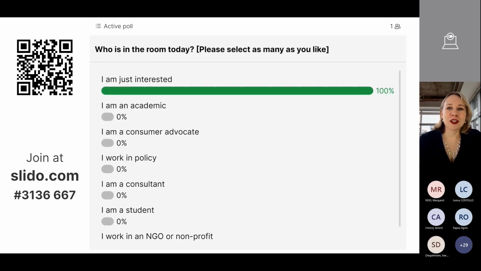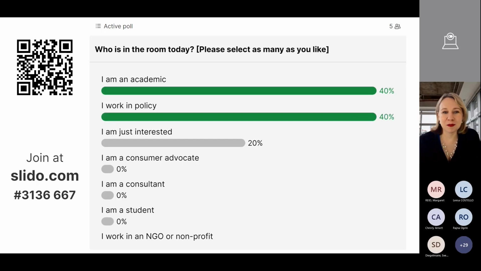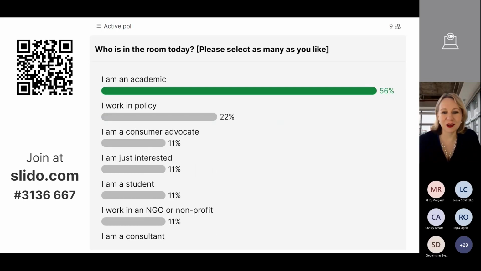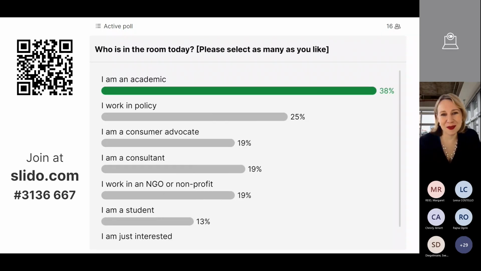Okay, so the first question is, who is in the room with us today? You can select as many of these as you'd like to select. We can see the results coming up live on the screen now. So are you an academic? Do you work in policy? Are you a consumer advocate, a consultant, a student? Do you work in an NGO or non-profit? Are you just interested? Are you some combination of all of the above?